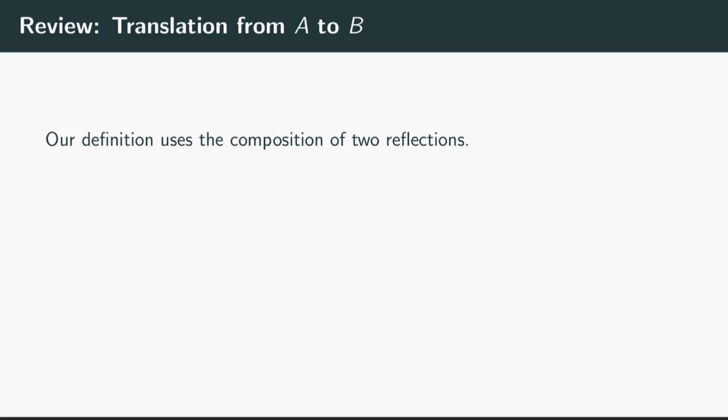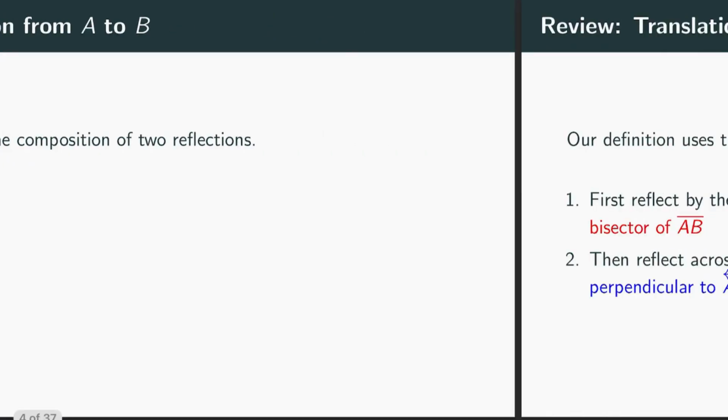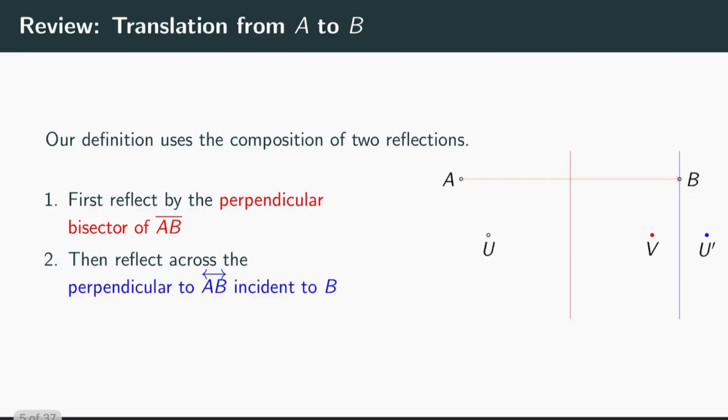Okay, next thing to review, what is the translation from A to B? Let me give you a moment to think about that, and remember we defined it involving a composition of two reflections. So here what we did was we constructed the perpendicular bisector of the segment AB. We constructed a line perpendicular to AB incident to B.